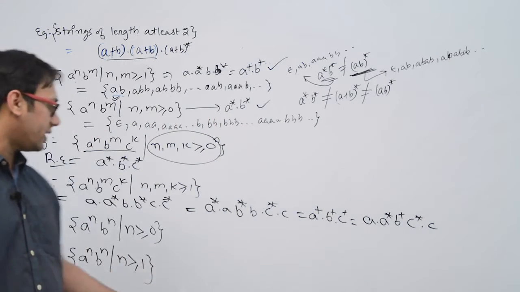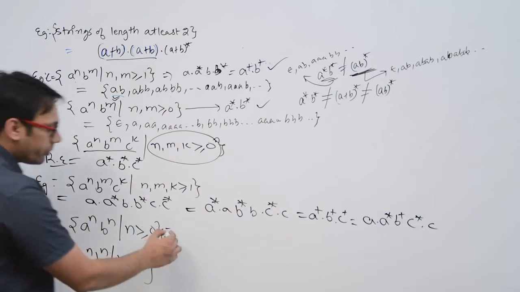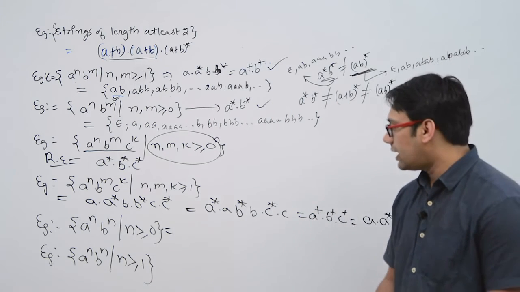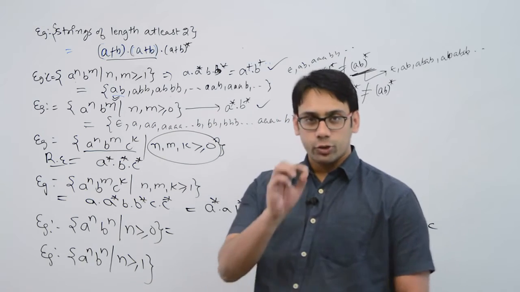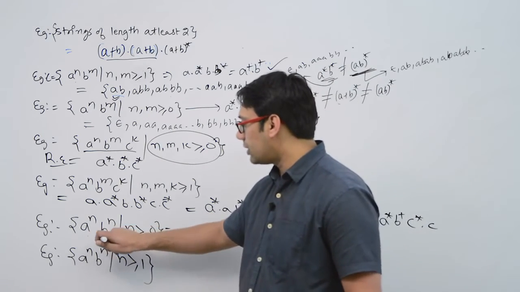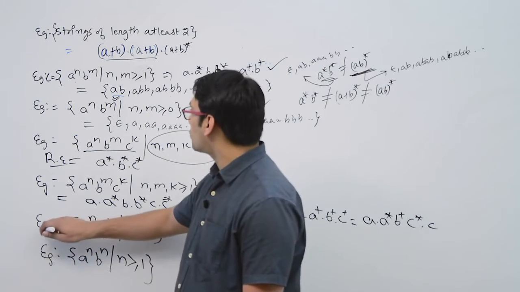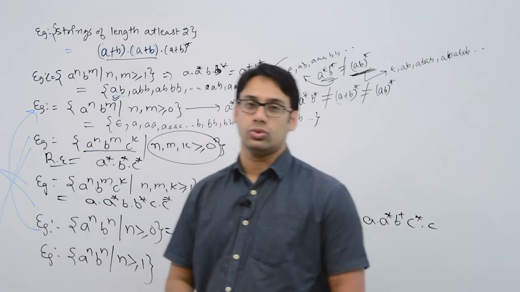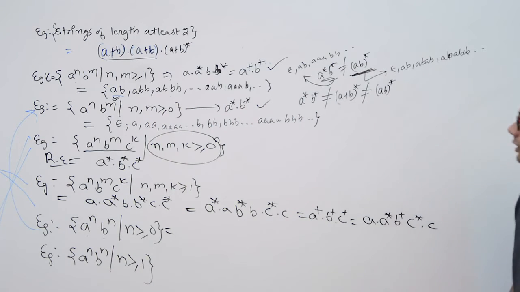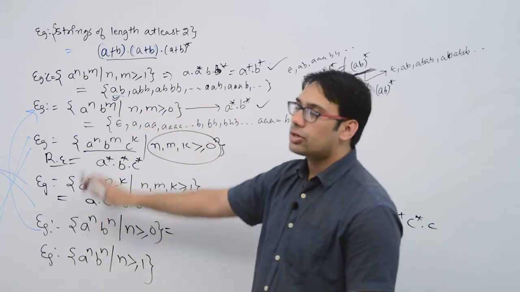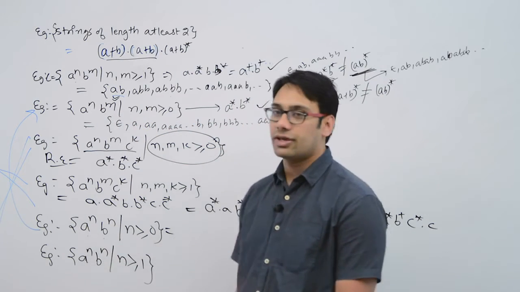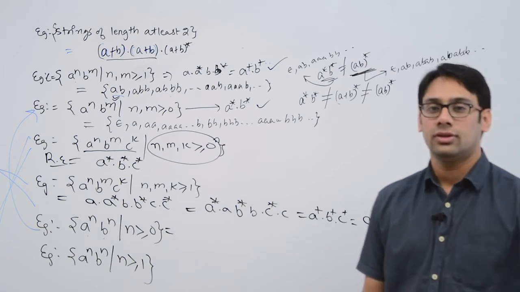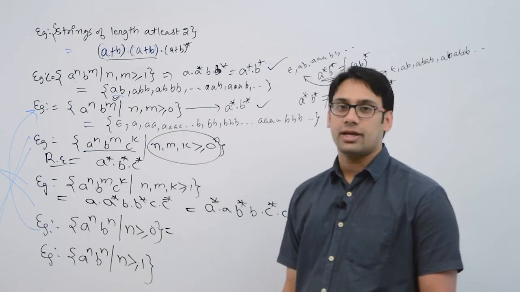Now the next one is a raised to power n, b raised to power n, where n is greater than or equal to 0. Now can you make a regular expression for this? Is it actually possible? You need to understand, when I'm saying a raised to power n, b raised to power n, this language is not at all equivalent to the previous language. A big no. They are not equivalent. Why? Because there the number of a's and number of b's may not be equal, but in this case the number of a's and number of b's are both equal. And these two are not representing the same language. Got it?